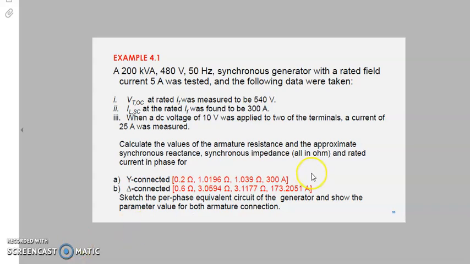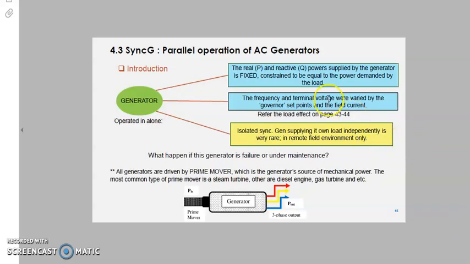Okay guys, in terms of example, I will discuss in a different slide. So we have stopped here previously, so we continue from here in terms of lecture. And we continue with the parallel operation of AC generators.